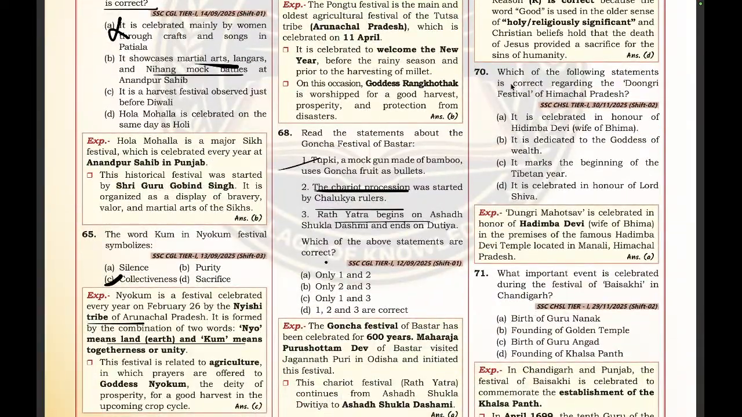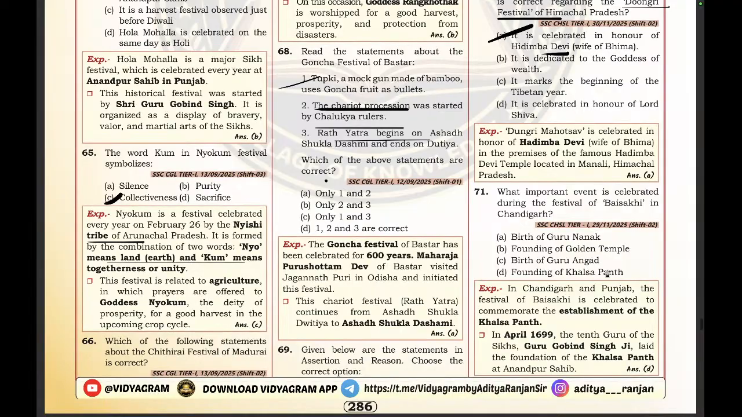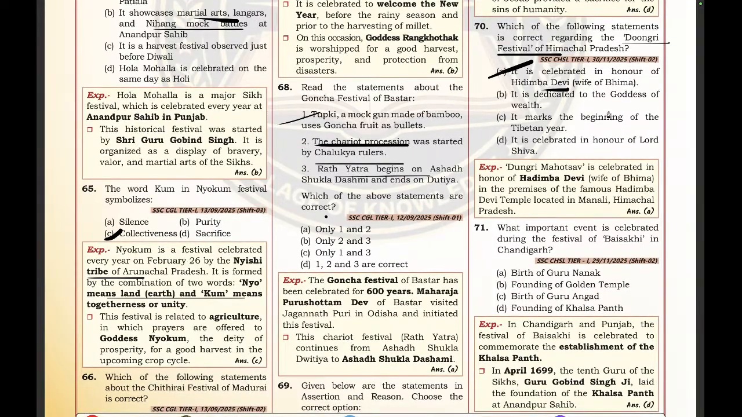Which of the following statements is correct regarding the Dungri festival of Himachal Pradesh? It is celebrated in honor of Hidimba, wife of Bhima. Where does this happen? The Dungri festival takes place in Himachal Pradesh, and it is celebrated in honor of Hidimba Devi. She was the wife of Bhima.